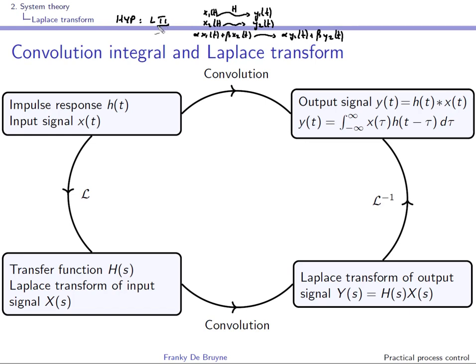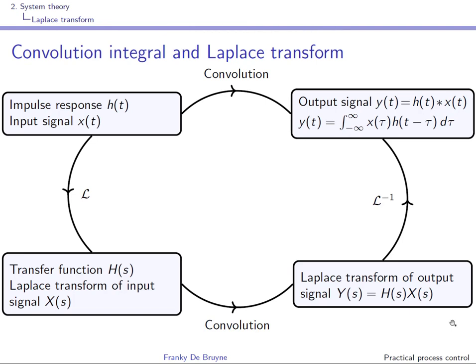Time invariance is very simple to explain in words, assuming that the system is at rest. If you do the experiment today and you do the same experiment tomorrow, well, you can expect 2 times the same result, the same response, if the system is time invariant.